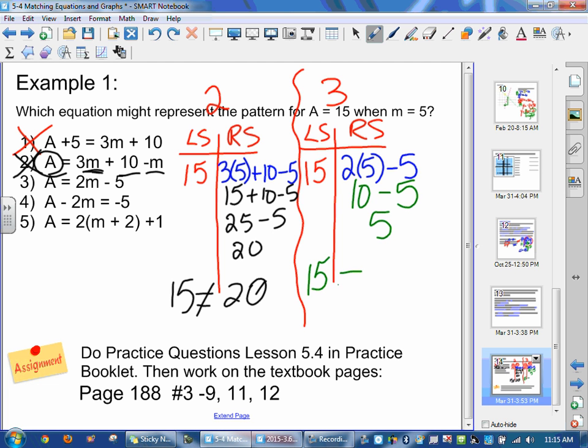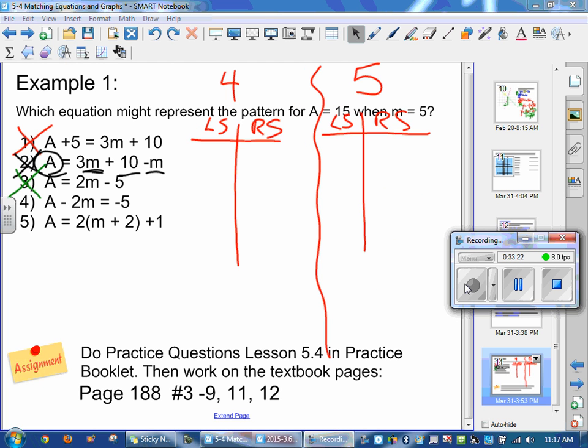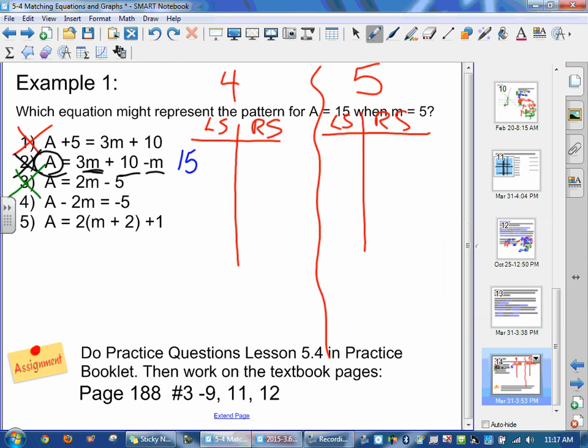Here's equations 4 and 5. Equation 4 has the a, 15. Then it says subtract 2 times the m, and my m number is 5. On the right-hand side, it has a negative 5. So I do the math. 15 subtract 10. 15 subtract 10 is how big? 5. Does 5 equal negative 5? No, they're not equal. So by process of elimination, I know 5 is the answer, but let's prove why it is.